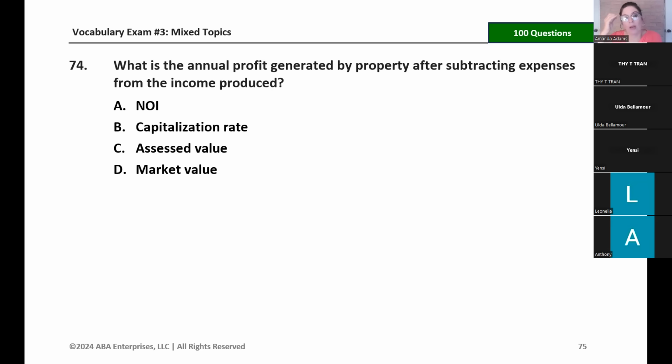Number 74. What is the annual profit generated by a property after subtracting expenses from the income produced? So what do we call that? So we account for all the rent coming in, we subtract for vacancies, we subtract for expenses, and the money left over, what do we call that? That's A. That's the NOI, also called the annual net operating income, NOI.